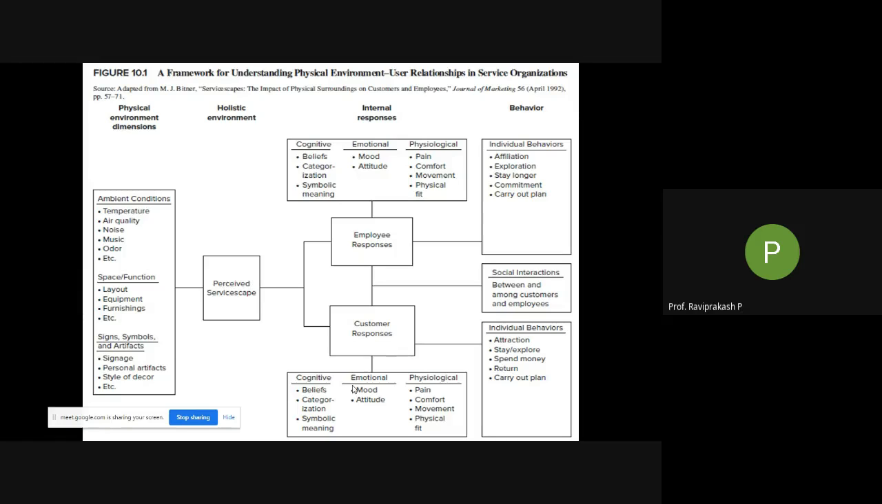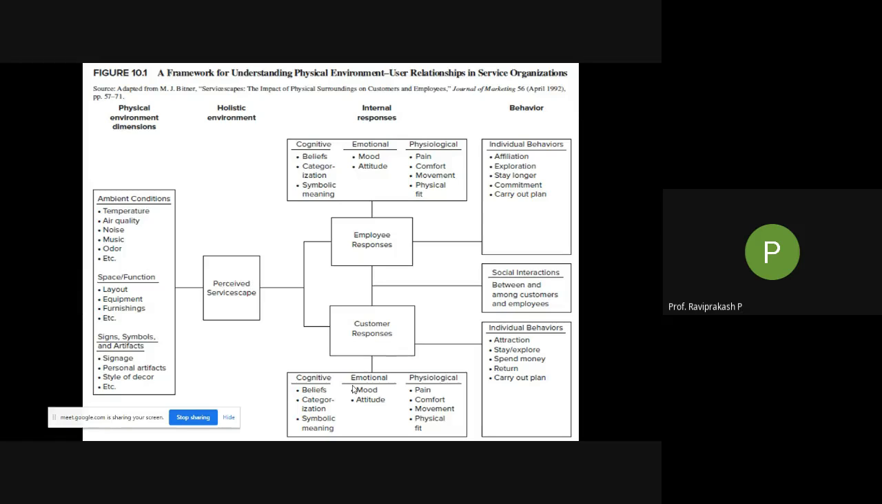The spatial things we are having are layout, equipment, and furnishings. The last one is signs, symbols, and artifacts. What are these signs, in the sense of signage? So where what is there? So drinking water this side, sitting area this side, toilets and other stuff this side. So the signages are there. Where what is there? Okay, utility area. So all these signages, if they are properly made, the directions are put where you are getting what.